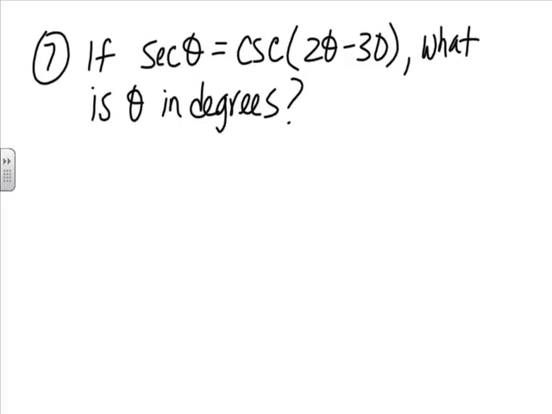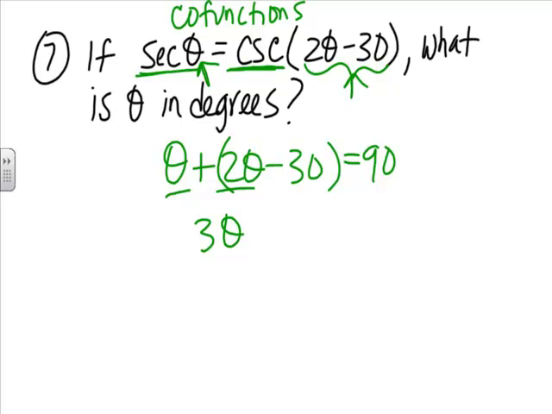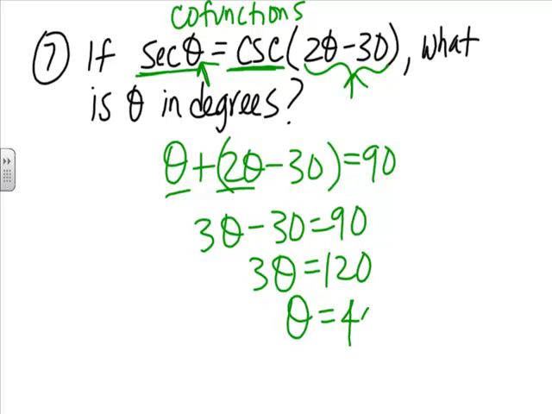Okay, number 7. Sec theta equals cosec 2 theta minus 30. What is theta in degrees? Recognition. Sec theta, cosec theta, co-functions. Therefore, this guy and this guy must be complements, as in they must add up to 90. So, theta plus 2 thetas is 3 thetas minus 30 equals 90. Little quick algebra here. 3 thetas, 120. Divide it out, and we get theta equals 40.